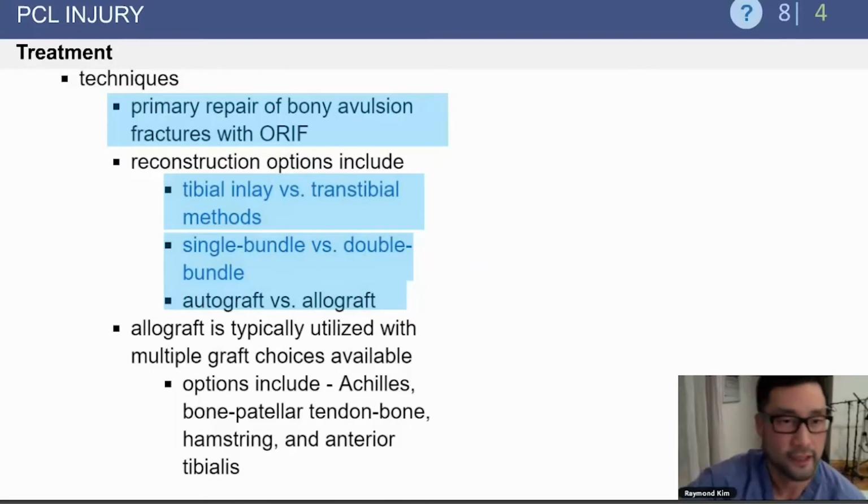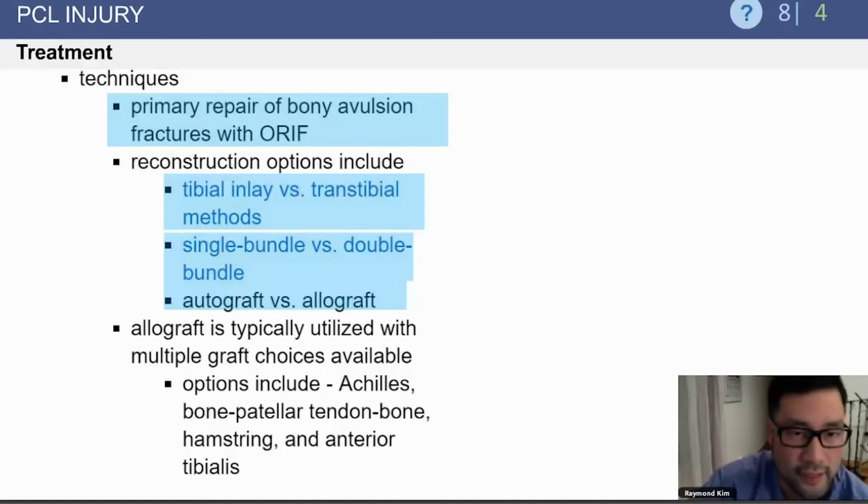Techniques include primary repair of the bony avulsion fracture with ORIF, where you can simply take a screw and tack down the avulsed piece of bone. Reconstruction options include the tibial inlay versus the transtibial technique. More recently, there has been talk of double bundle as opposed to single bundle, and you also have graft options like autograft versus allograft.